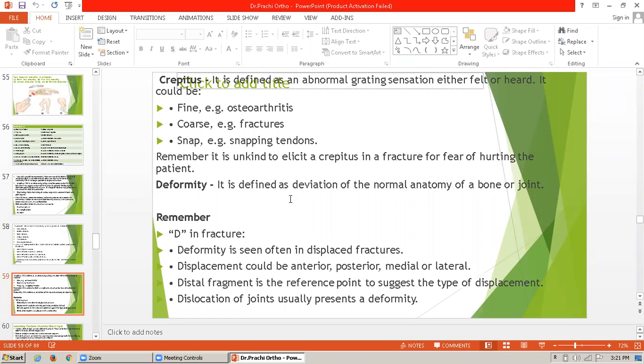Then, deformity is defined as a deviation from the normal anatomy of a bone or joint. Remember, deformity in a fracture is seen often in a displaced fracture. Displacement could be anterior, posterior, medial, or lateral. The distal fragment is the reference point to suggest the type of displacement. Then dislocation of the joints usually presents as a deformity.